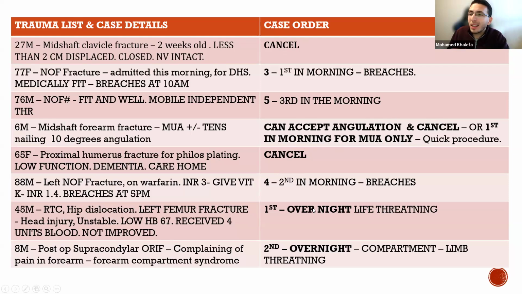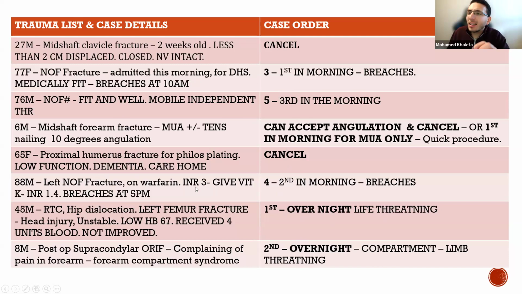So you have to see, because this is life-threatening. This is life-threatening, so you identified correctly. And then the limb-threatening is the compartment syndrome, second overnight. And then you've got now the other cases in the morning. So first, the neck of femur fracture is at 10 a.m., so you do her first. And then the other fracture and the total hip, you can do them second or third. So let's say second and third.